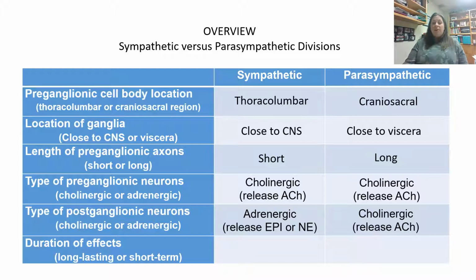Now, the duration of their effects, it's going to depend. The sympathetic has a longer lasting effect. The parasympathetic has a shorter effect. It's a short-term effect. So if you'll notice, a lot of them are opposites.